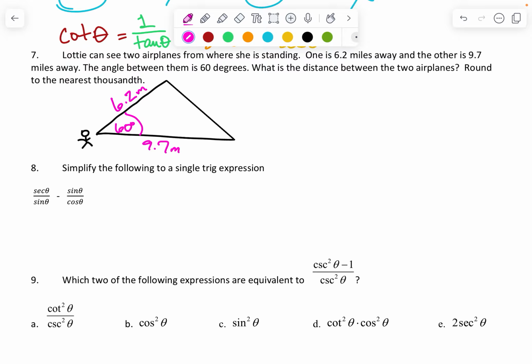So let's look at what we have here. We have a side angle side situation going on here. And we want to know the distance between the two planes. We're looking for a missing side here. Now, based on the information we have, side angle side, we could use the law of cosines.